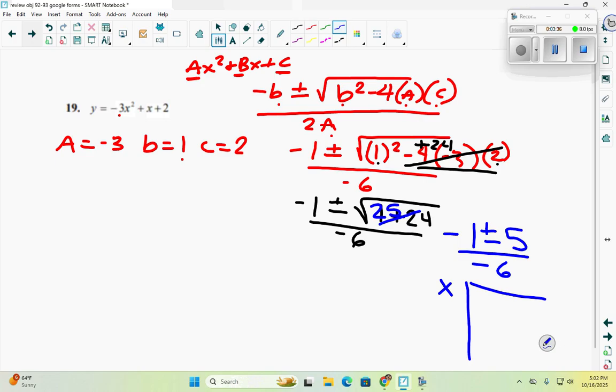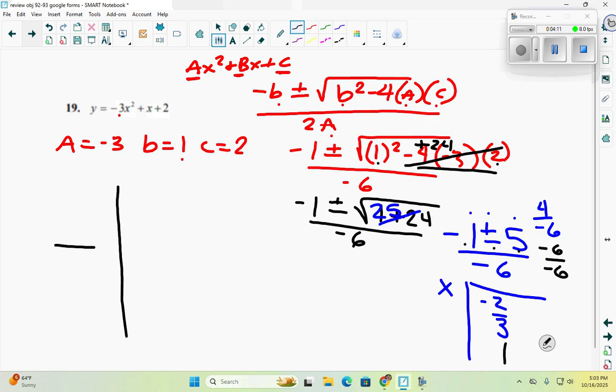Okay, so if I go a negative 1 plus 5, that would give me 4. So I have 4 over a negative 6. Simplifying that down, 4 over a negative 6 would be a negative 2/3. Now we're going to do it with the minus. So I'm going to do negative 1 minus 5, which would be a negative 6 over a negative 6. Well, negative 6 over negative 6 is going to give me a positive 1. So what that has taught me is when I go to graph it, those are the 2 spots that are going to cross on the x-axis.